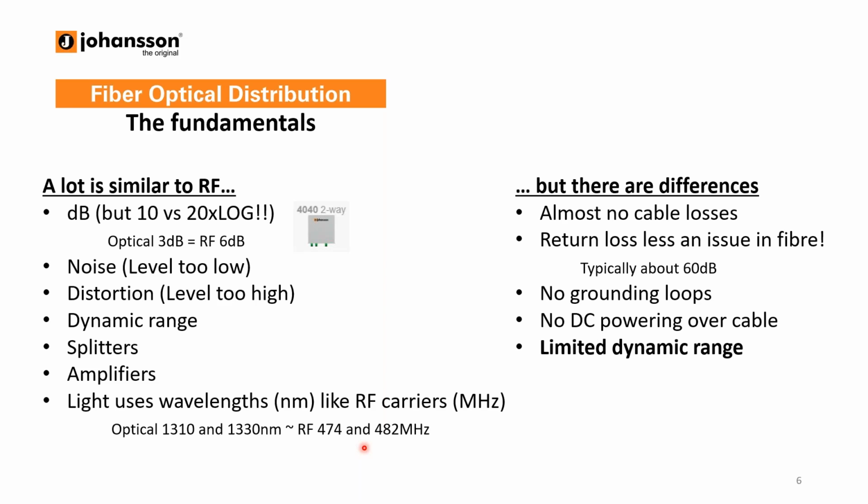Another advantage is you cannot have grounding loops. This means that grounding current would run through your cables in the case of coaxial cables. This is of course not possible with optical cables because they cannot conduct electricity. But that's also a disadvantage, of course. It means that we cannot use the cable for DC powering, something that is commonly done with coaxial cables. So we use the cable to power the LNB, for instance. This is not possible with optical.